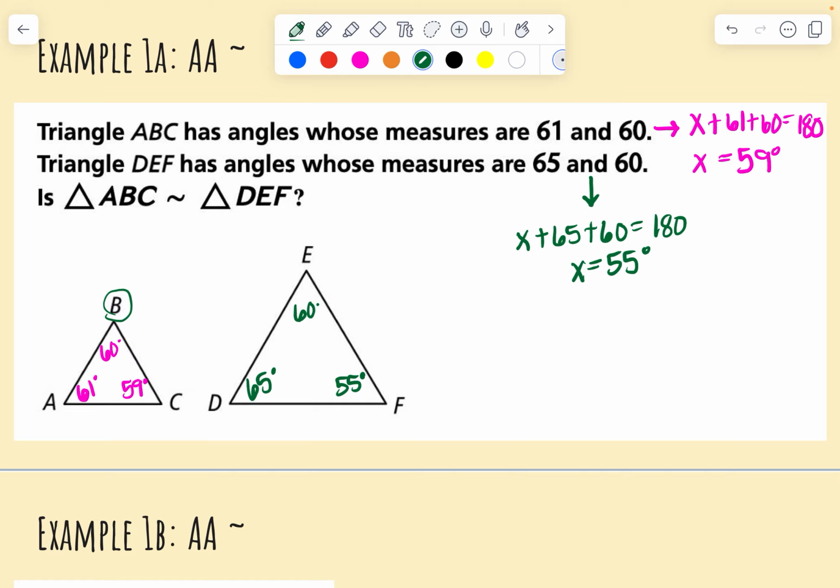Since I only have one pair of angles that are congruent here, no, these are not similar, because there's only one set of angles that is congruent. We need 2 sets of angles that are congruent.